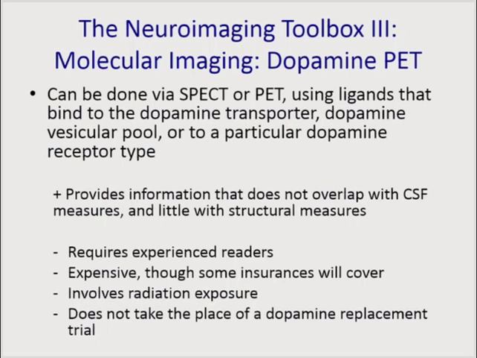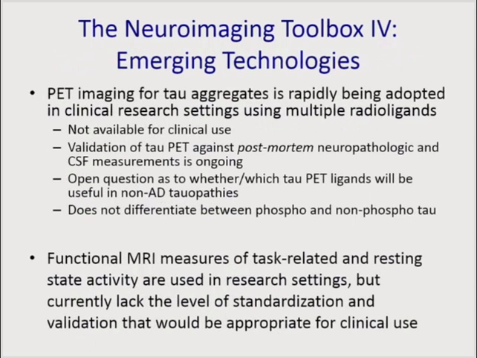It has little overlap with structural measures, but it does require experienced readers, so especially in borderline cases, the findings can be somewhat subtle. It's expensive. We've had good experience with getting these studies covered, however, and it doesn't take the place of a dopamine replacement trial. So sometimes if that's part of the workup, this doesn't obviate that need.